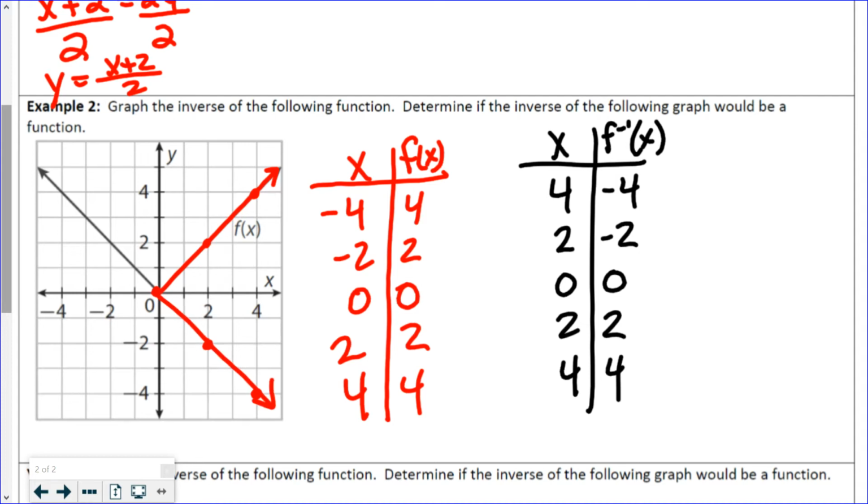And then if you ask yourself, does this red graph pass the vertical line test? Nope. It hits twice, right? So this is not an inverse function. The inverse of an absolute value graph, which we just studied. The inverse of the absolute value graph is not a function, it's a relation.